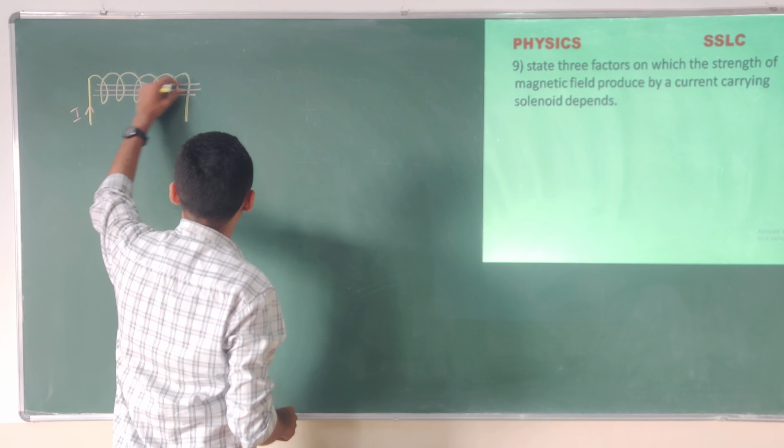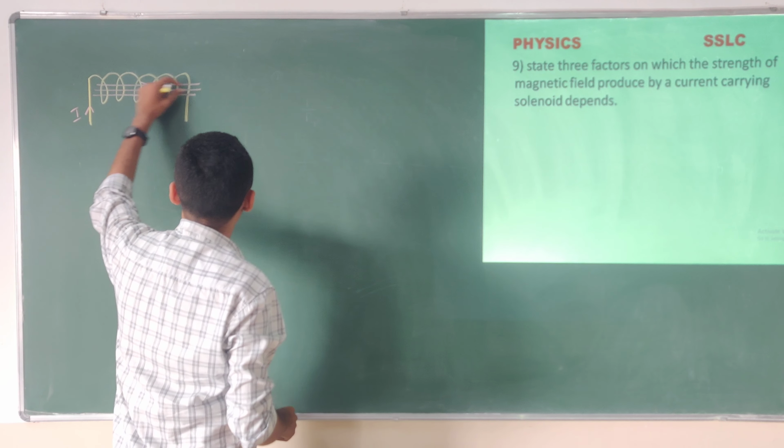Now, on which factors does the strength of the magnetic field depend? First one is mu naught, the second one is n, and the third one is I. So what are those things? What do you mean by mu naught? Mu naught means permeability of free space. Naught means free space, permeability of free space. First point. And it depends on turn density.